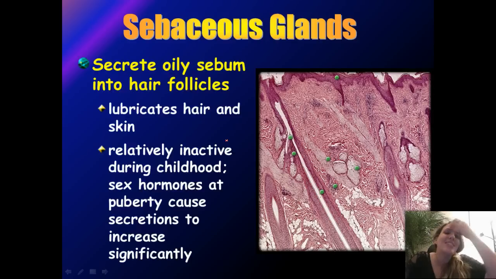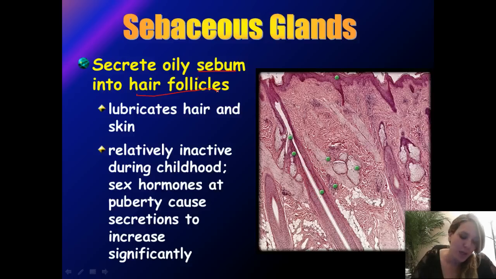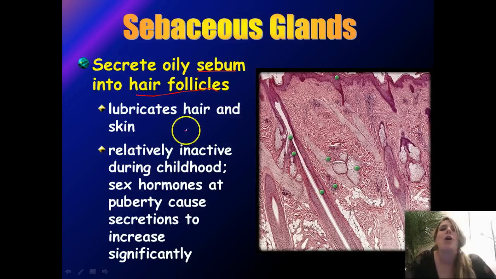Okay, sebaceous glands are emptying their oily sebum into your hair follicles. So this helps your hair to be nice and lubricated. You don't want it too lubricated because then it just looks like you've been through an oil slick. But this is going to lubricate your hair, including the hairs on your skin, and so that actually gives a nice kind of protective oiliness to your skin, which is part of your protection.